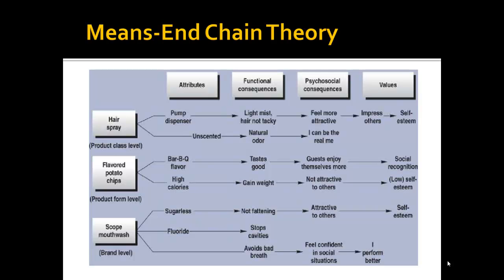Sometimes there may not be a value attached to something, especially in an advertisement. Let's look at the potato chips, flavored potato chips. Okay, so we have barbecue flavor. It tastes good. My guests enjoy themselves more. Therefore, I have a good party. I get more social recognition. Another thing about means and chains, what we'll see in the next example, is that common attributes or functional consequences can lead to multiple psychosocial consequences. So it isn't always one-to-one, but you should be able to trace any one attribute or feature all the way through to an end value.